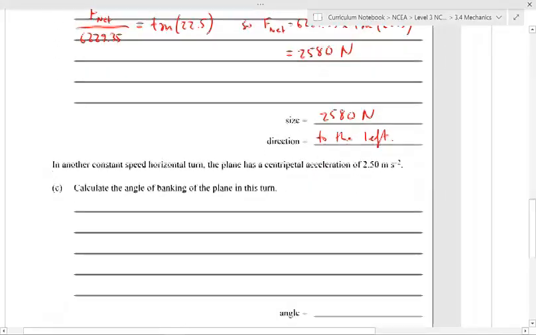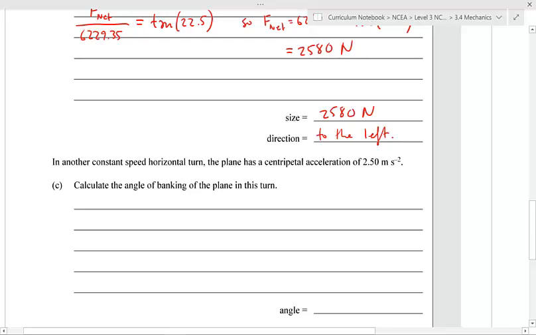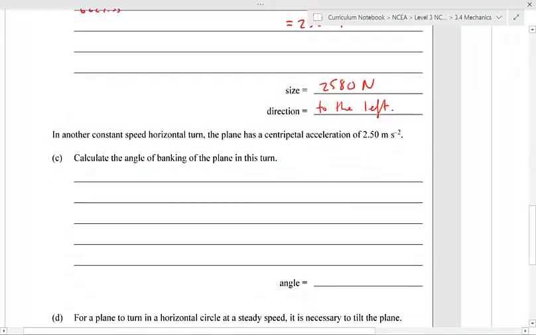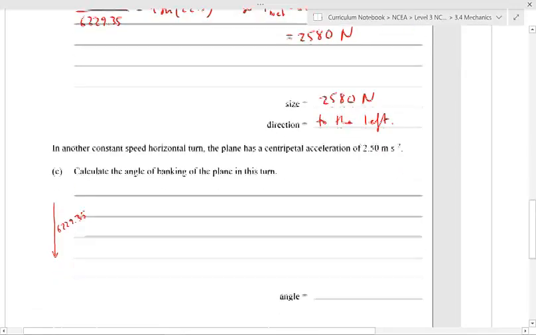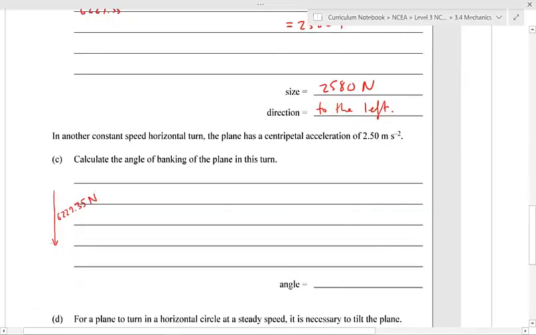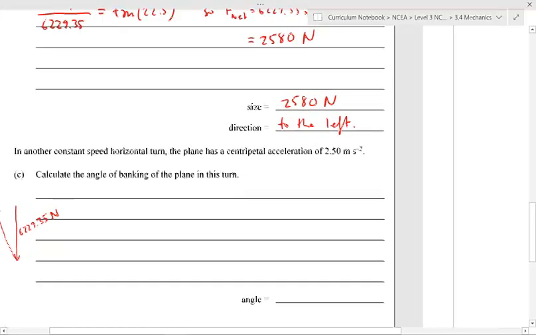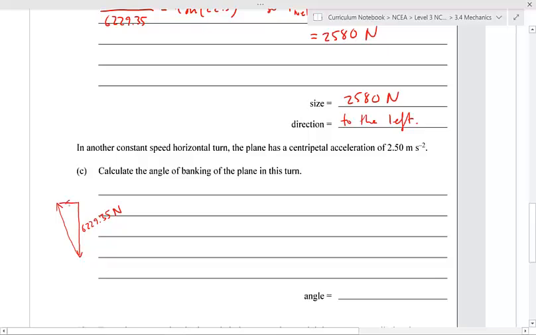Okay. In another constant speed horizontal turn, the plane has a centripetal acceleration of 2.50 meters per second squared. Calculate the angle of banking of the plane in this turn. Okay, so what we should do is really work out what our triangle looks like again. So we have the weight force, which was 6229.35, was it? Yep, newtons. And we have this unknown lift force. But now, whoops, we know this one here is going to be m times a_c.